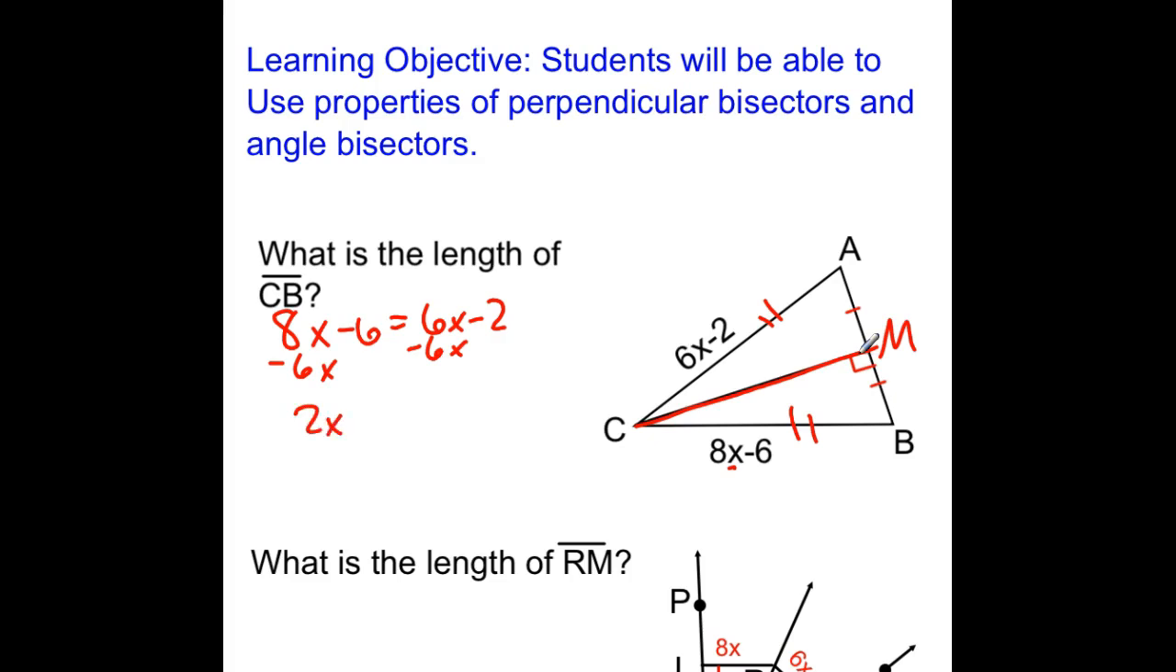I get 2x minus 6 equals negative 2. I add 6. 2x equals 4. I get x equals 2. But that's not what the question was. It says, how long is CB?